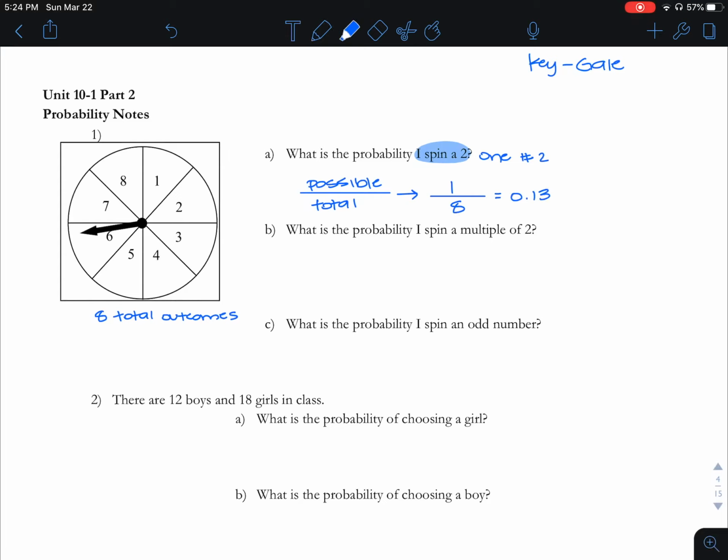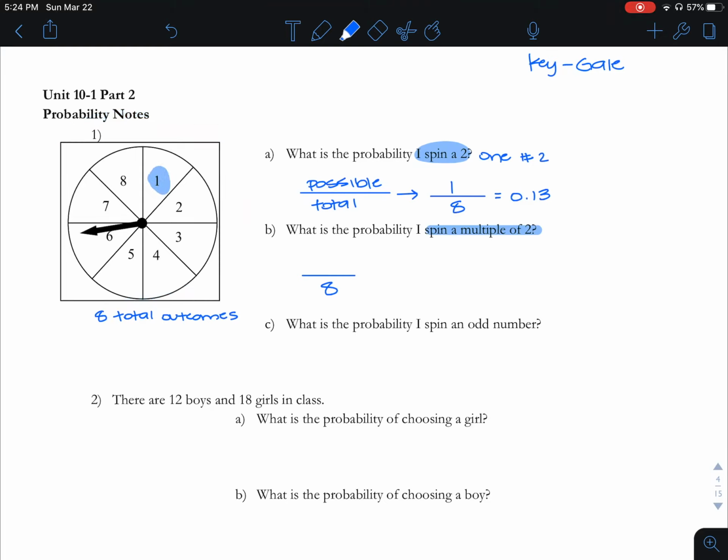Okay, let's talk about a multiple of 2, if I spin a multiple of 2. Well, multiples of 2 are a number that can be divided by 2 nice, neat, evenly. Okay, so I'm going to write my fraction bar for a second. I know that my total always goes on the bottom, which is 8. Now let's go back to my wheel. Let's go through the numbers.